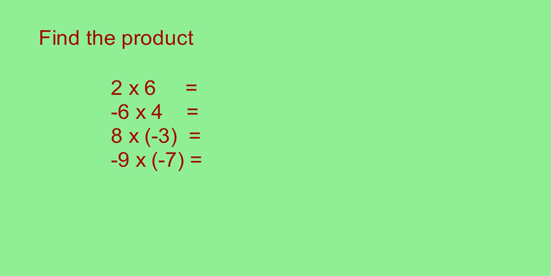Do find out the product: 2 into 6, negative 6 into 4, 8 into negative 3, and negative 9 into negative 7. Here 2 into 6, same sign, 12. Negative 6 into 4, different sign, so the answer sign is negative, 24. Here also different sign, you are getting negative 24. Here negative 9 into negative 7, both are negative, so same sign, the answer sign is positive. So it is 63. Hope everybody got the answer.